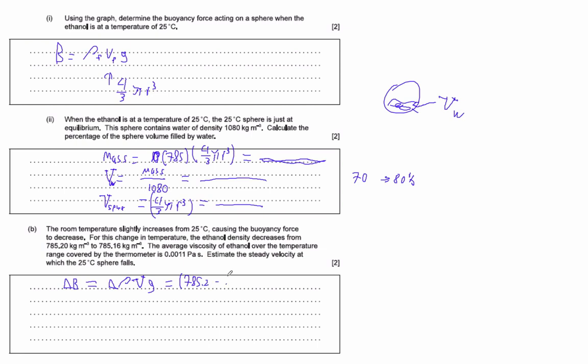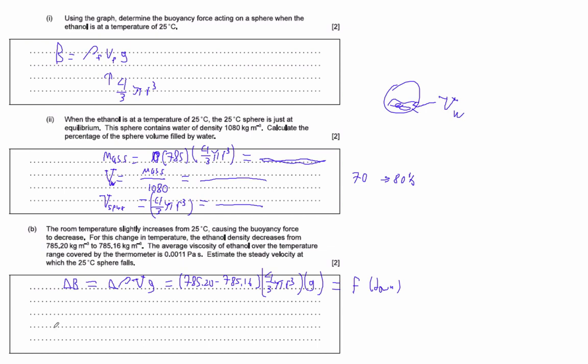The change in density literally is 785.2 minus 785.16, right? And then the volume of the sphere is going to be 4/3 pi r to the third, and then g is going to be g. Okay, so figure out that change in buoyant force. That's the force that's driving it. And it's something 4 point something times 10 to the minus fifth newtons. And this is a downward force.